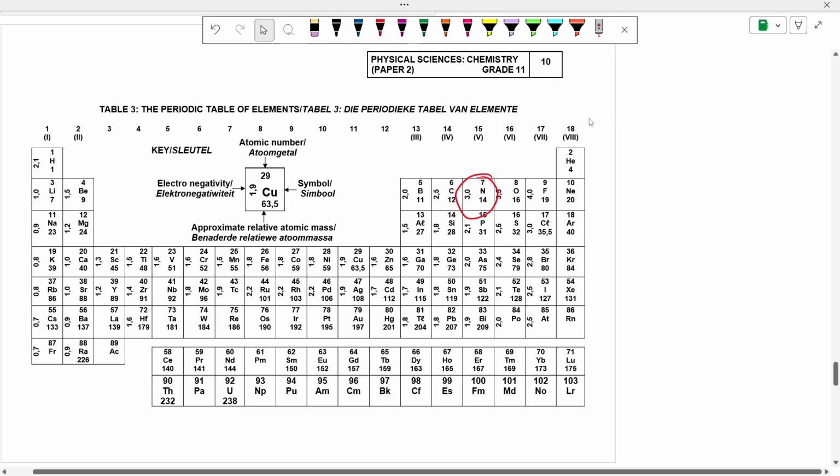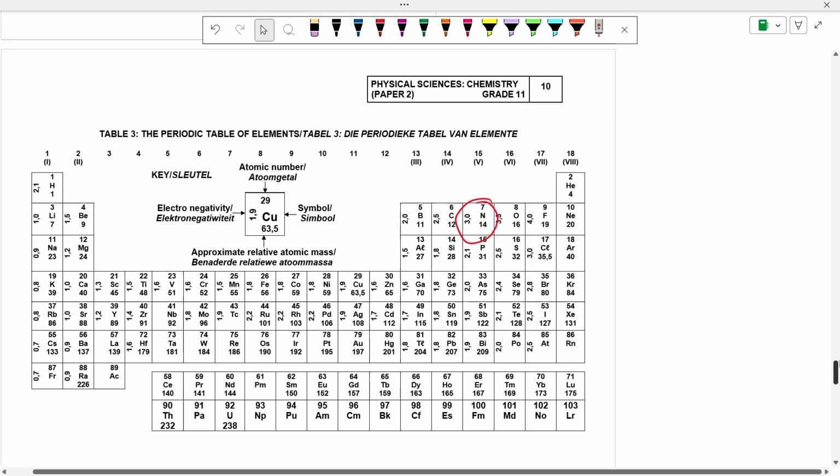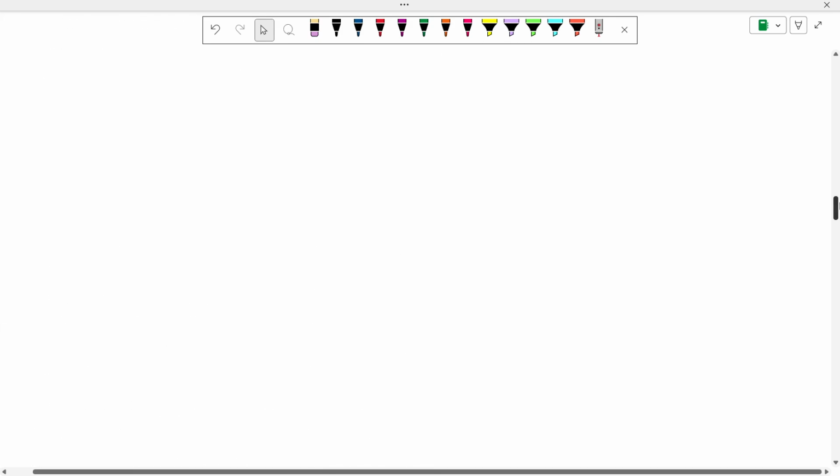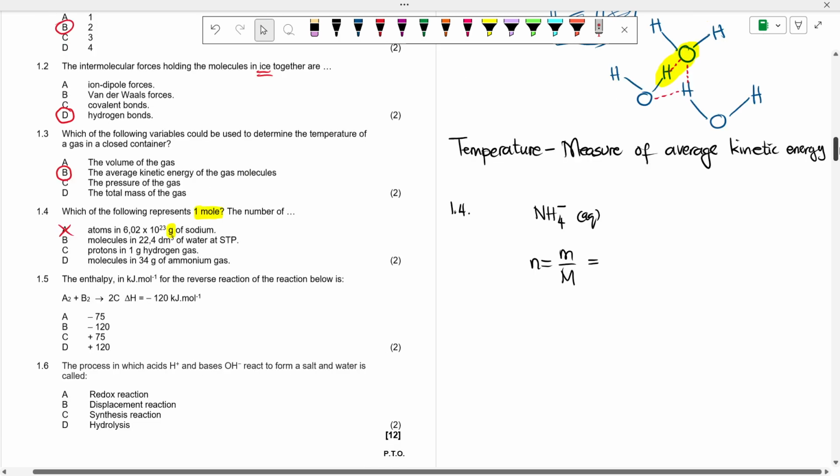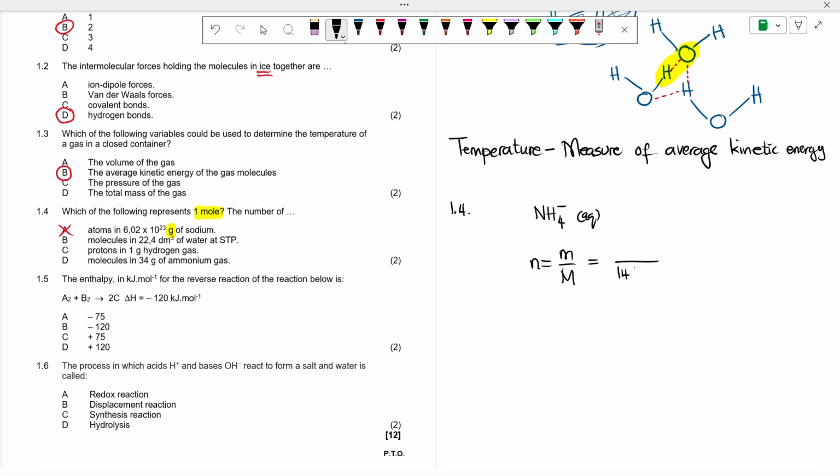So I take 14 and add 4 times 1 for hydrogen. I'm finding the molar mass of this now. So 14 plus 4 times 1. On top, I'm going to have 34, which is the mass. So do we get 1 mole if we do this?